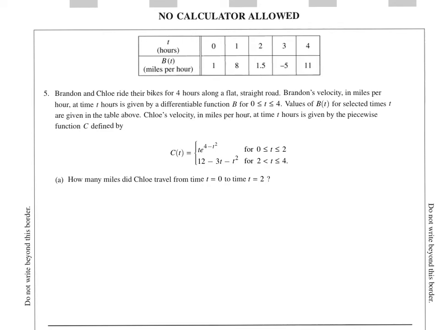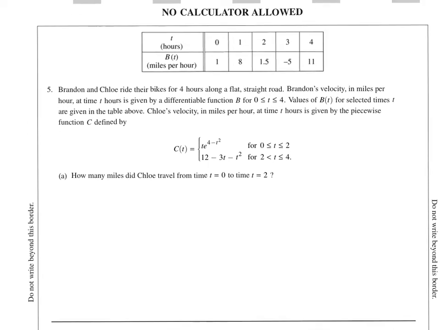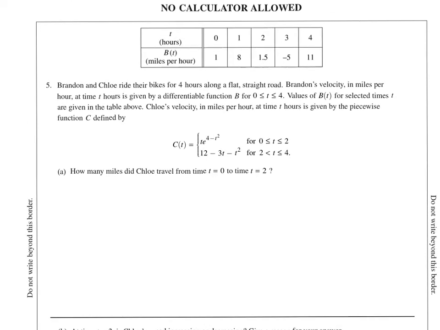Okay, question number 5 is about riding bikes. And you know me, I love a good old bike ride, tandem bike ride, whatever it is. We got Brandon and Chloe, and part A is asking about how many miles did Chloe travel.